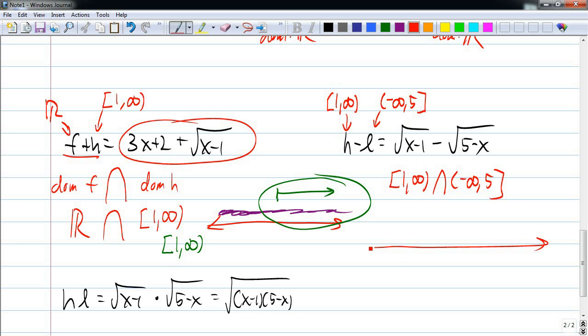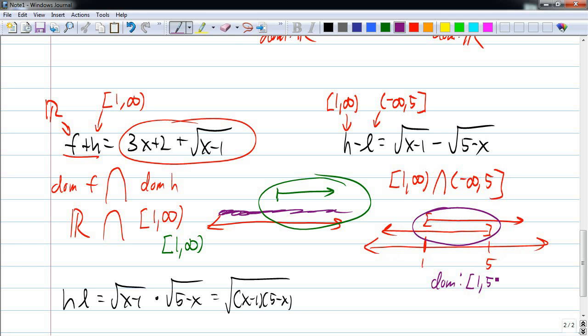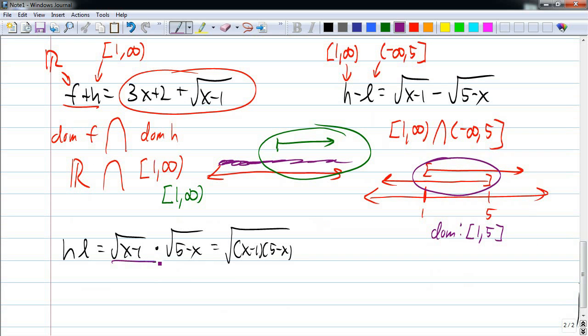If we look at a number line here, this is 1 to infinity. This is negative infinity to 5. So the overlap is right here, 1 to 5. That's the domain of h minus L. Also h times L, because it's the same two component functions.